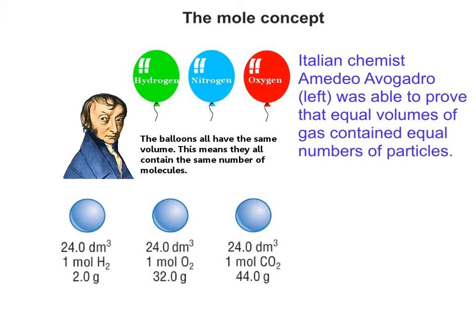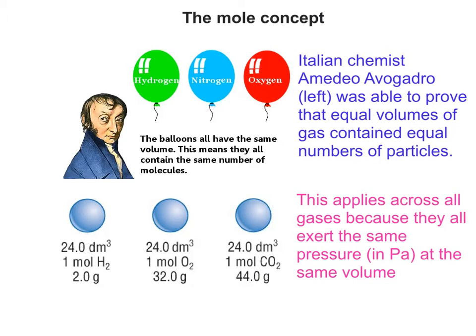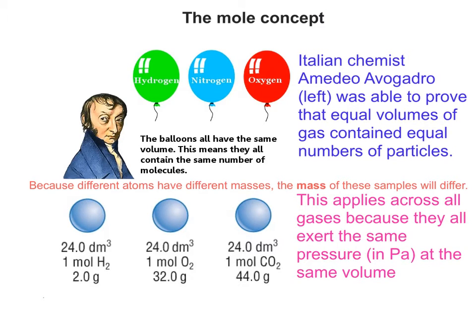So the Italian chemist Amedeo Avogadro was able to prove that equal volumes of gas contained equal numbers of particles, irrespective of the identity of the gas. So what Avogadro did was he took pressure measurements and was able to calculate that it doesn't matter what gas you have, it will exert the same pressure provided the volumes are identical. But because different atoms have different masses, the mass of these individual samples will differ. So looking at the examples in the bottom left-hand corner of the screen, you can see that the same volume of three different gases will have different mass.